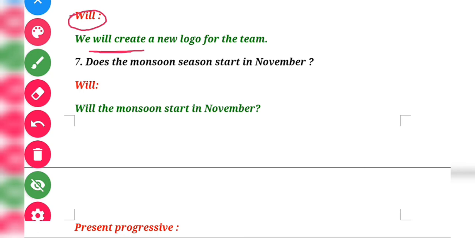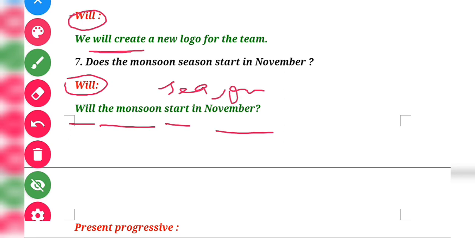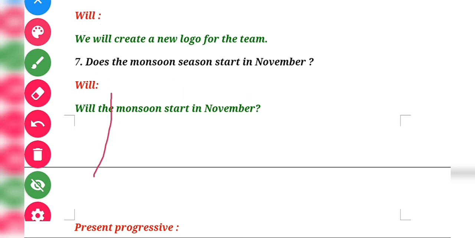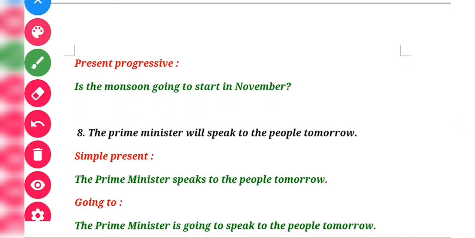Number 7. Does the monsoon season start in November? You have to change it with will. So simply we use will, then after it the subject, verb, and then the other words. So will the monsoon start in November? Monsoon season, you can write here. The rest of the things will be the same. When you change the sentence into present progressive, it becomes: is the monsoon going to start in November?